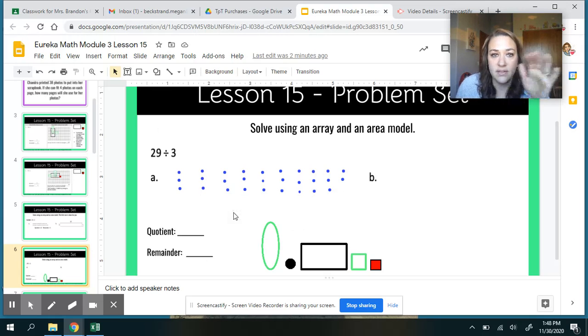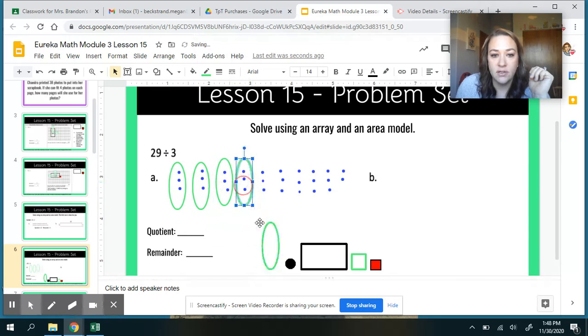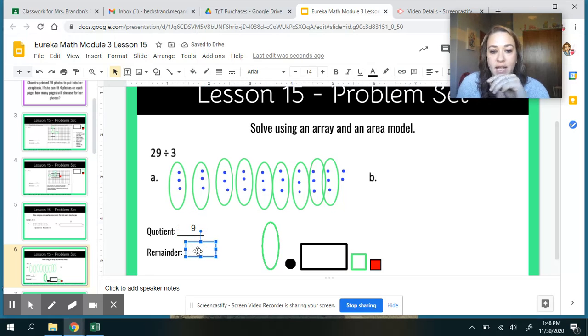So if you want to, I'm not going to mess with the circles because it's so leggy, but you could, just to really visualize it, you can drag your circles over your groups. Just so each of your groups of 3. Remember, however many groups you can make, that is your quotient. We were able to make 9 groups. So our quotient is 9. We had 2 left over, so our answer is 9, remainder 2.